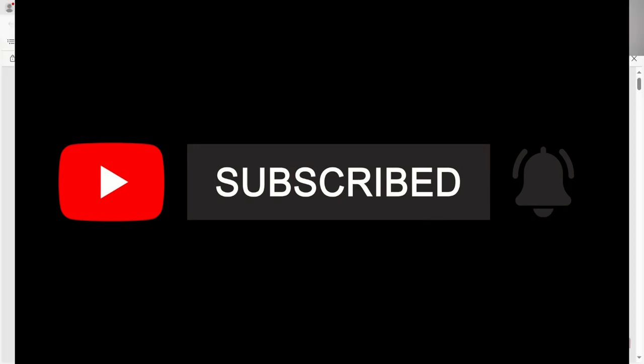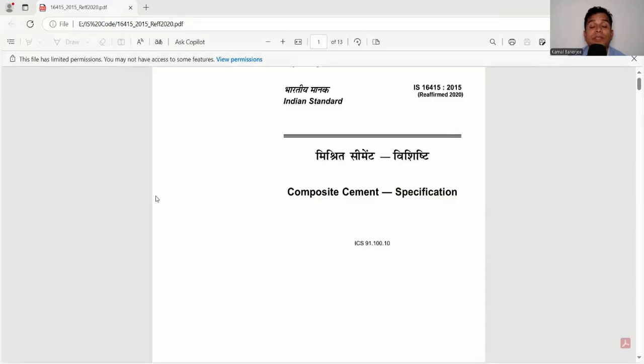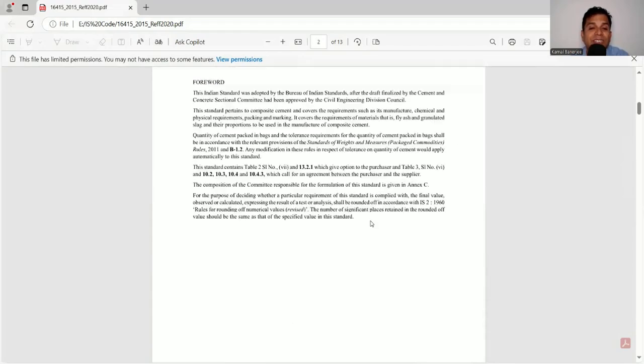So first, we need to know which code, which Indian standard, we need to follow for composite cement. Here it is, IS 16415:2015, reaffirmed in 2020, and it is the specification for composite cement. So this code we need to follow whenever we are dealing with any type of composite cement.